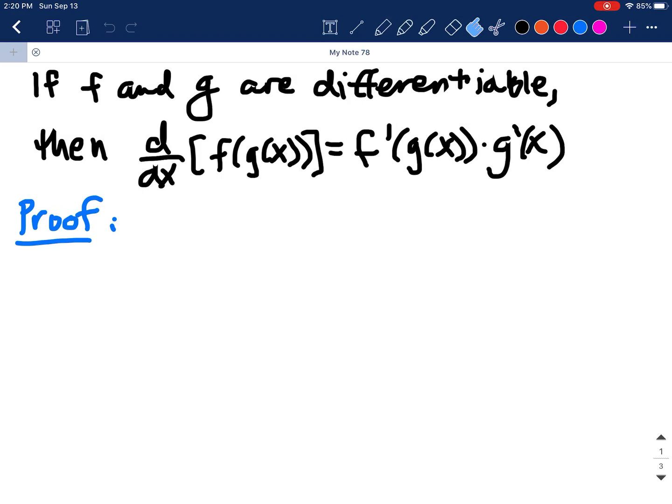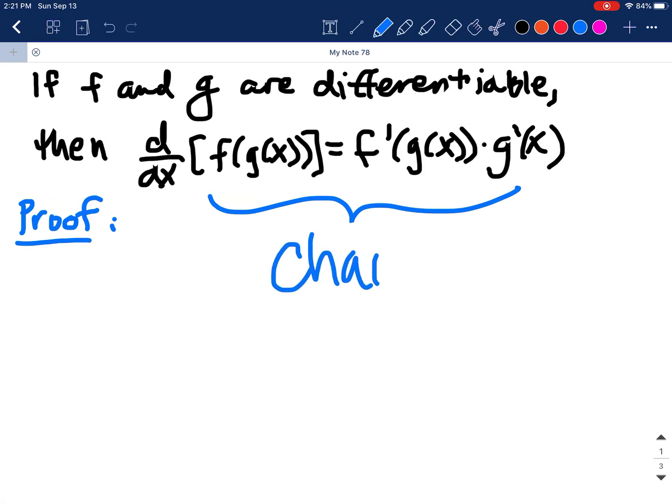Hello everyone, so today we're going to look at another proof. Last time I proved that if f was differentiable, it was continuous at a single point. Today we're actually going to prove something a little bit bigger, which is that if f and g are differentiable, then the derivative of the composition is equal to f prime of g of x times g prime of x. This is known as our chain rule, and it is one of the most important rules for derivatives because it occurs pretty much everywhere.